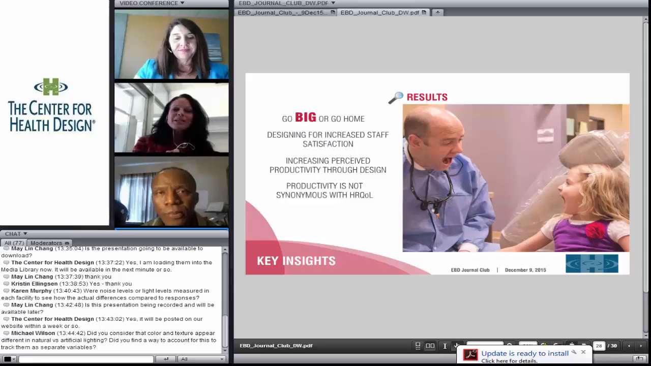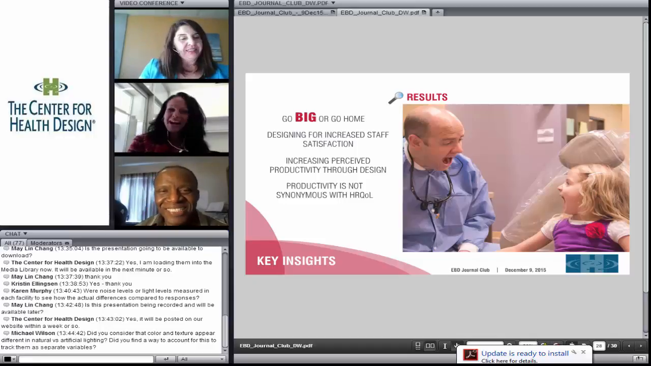And so when we begin to merge those results, what was maybe a little surprising to us is that, hands down, the cheapest thing you can do to make the greatest difference when it comes to satisfaction and perceived productivity is put paint on the walls. It's the easiest, cheapest thing you can do.